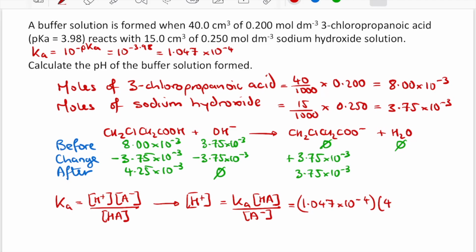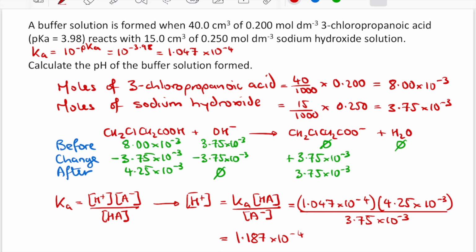I'm multiplying it by the moles, because remember the volumes will cancel out. That's something we stated on the previous question. So here the volumes will cancel out, so I can use the moles of the weak acid and the moles of the salt. That gives me a concentration of hydrogen ions of 1.187 times 10 to the minus 4. And then I can work out the pH because it's the minus log of that. So I get 3.93. Great.